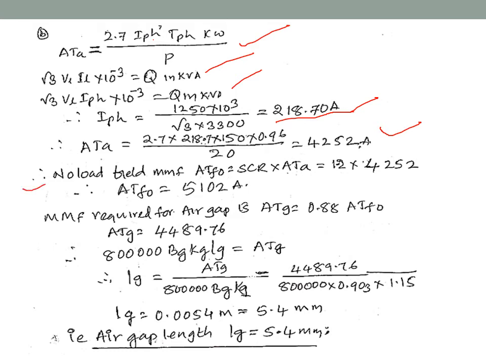So now no load MMF is given as SCR into ATA. SCR is given 1.2, so 1.2 times 4252. So ATF naught is this. But in the problem it is given ATG is 0.88 times ATF naught. Ampere turns required for the gap is equal to 0.88 times ATF naught. So this comes out to be ATG is equal to this much. So substitute here. Okay, this we know, find LG. So LG comes out to be 5.44 mm. Air gap length is 5.44 mm.